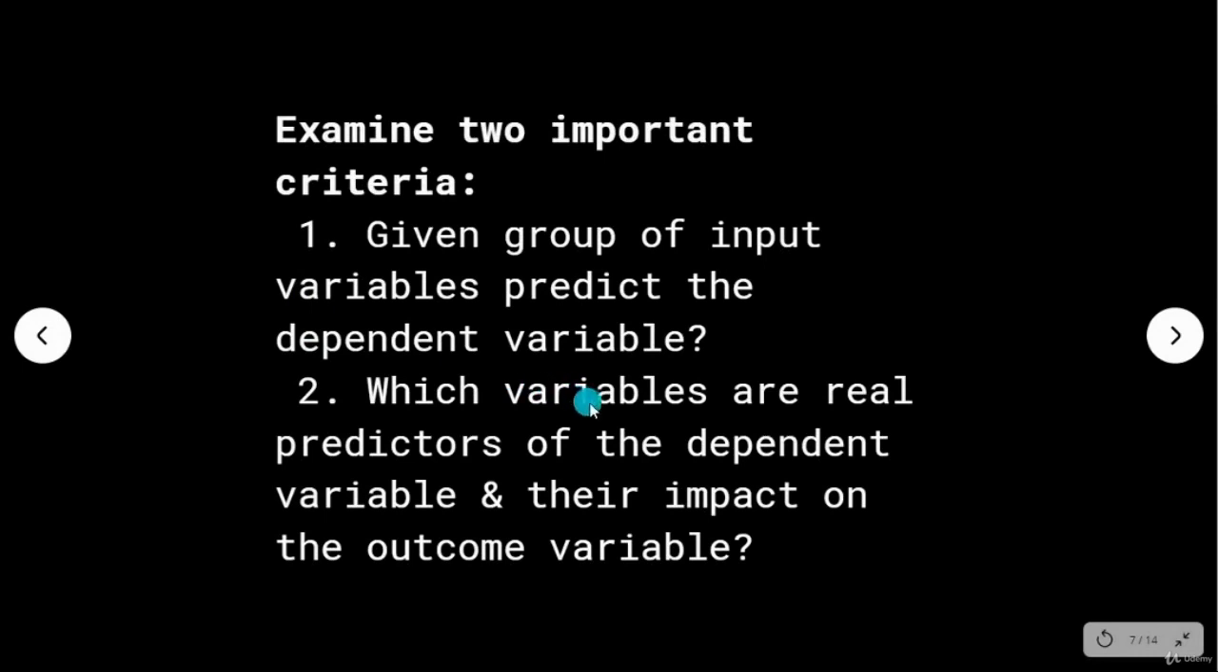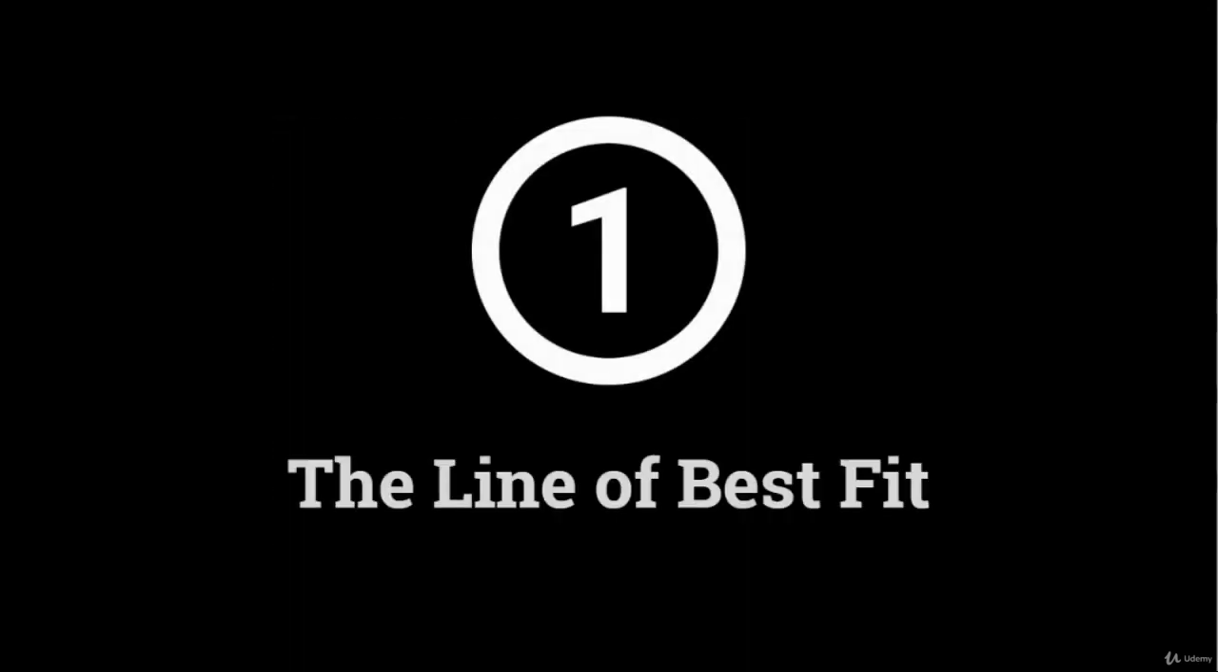The overall notion of regression is to examine two important criteria. First, does the given group of input variables do a capable job of predicting the dependent variable? And second, which variables in particular are the real predictors of the dependent variable and what is their impact on the outcome variable? So, reliability of our linear regression model can be tested with the help of the following functions. First is the line of best fit. Let us now discuss it.